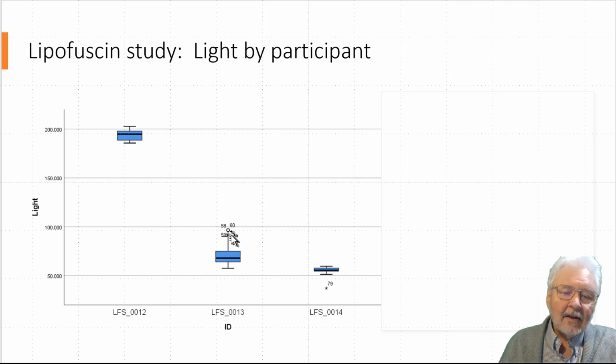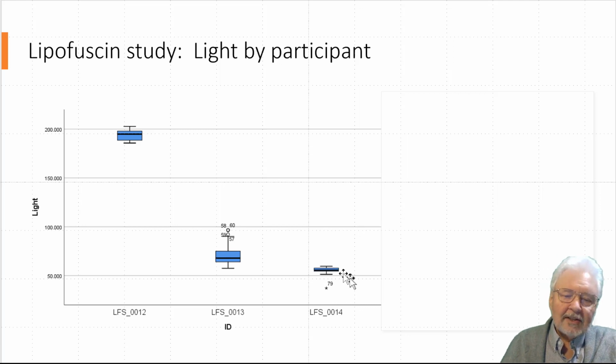If the observation is more than the height of the box, maybe 1.5 boxes, it's defined as an outlier and it has a circle. If it's more than 3 heights of a box, it's a star and it's an outlier.